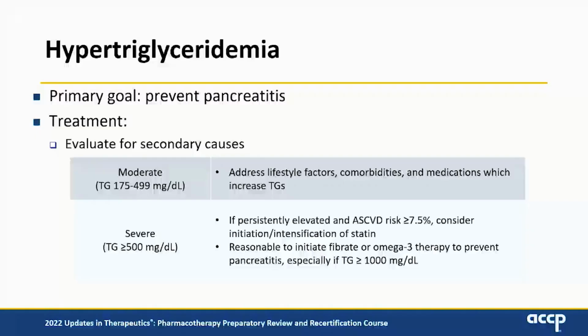If our patient has severe hypertriglyceridemia, meaning triglycerides of at least 500, then you'll see if they stay persistently elevated and your patient's ASCVD risk is at least 7.5%, the recommendation is if they're not already on a statin, it's maybe reasonable to start one now, or if they are already on a statin, can go up on the dose or the intensity of that statin? They do also say it is reasonable to initiate a fibrate or an omega-3 agent to prevent pancreatitis, and especially so if your patient's triglycerides are at least 1,000.